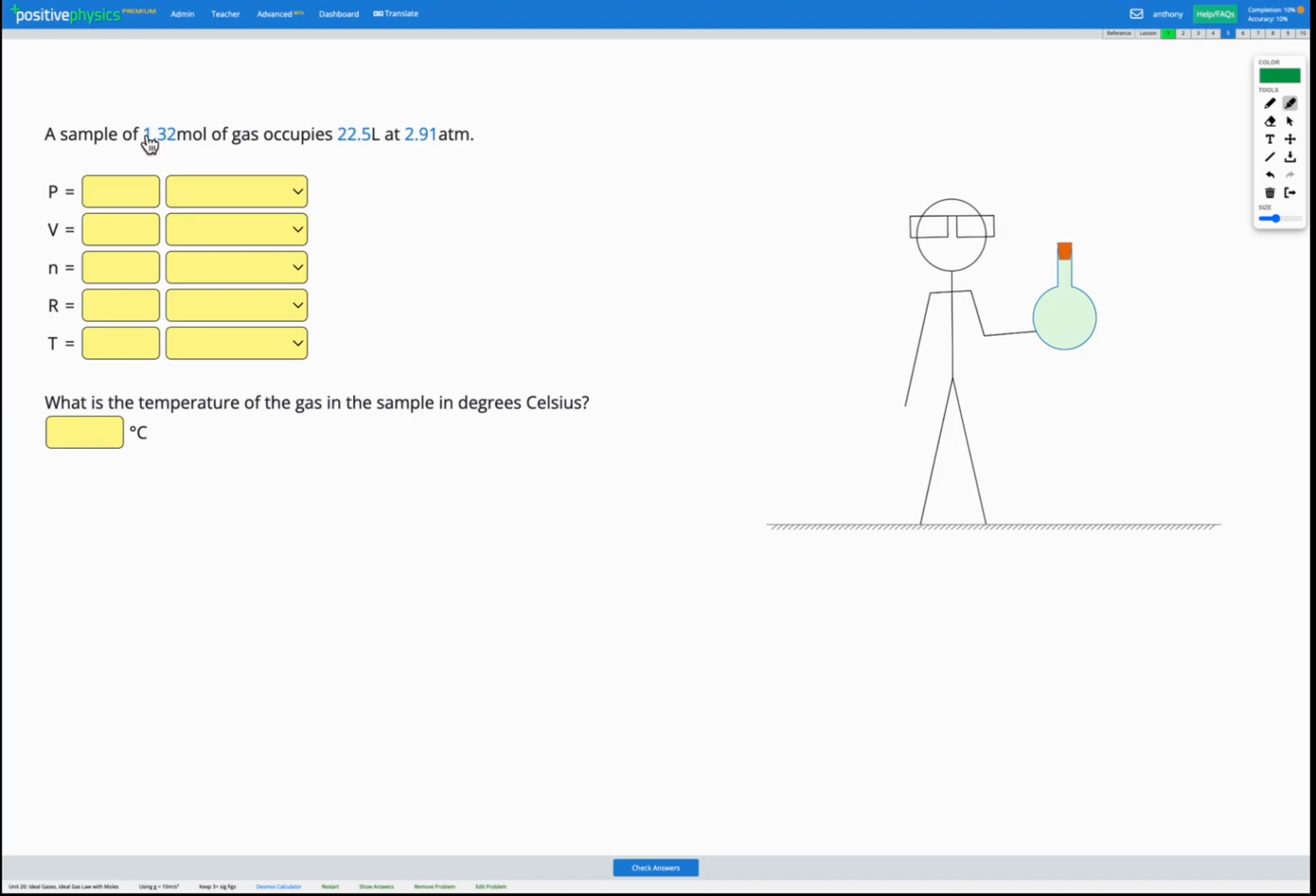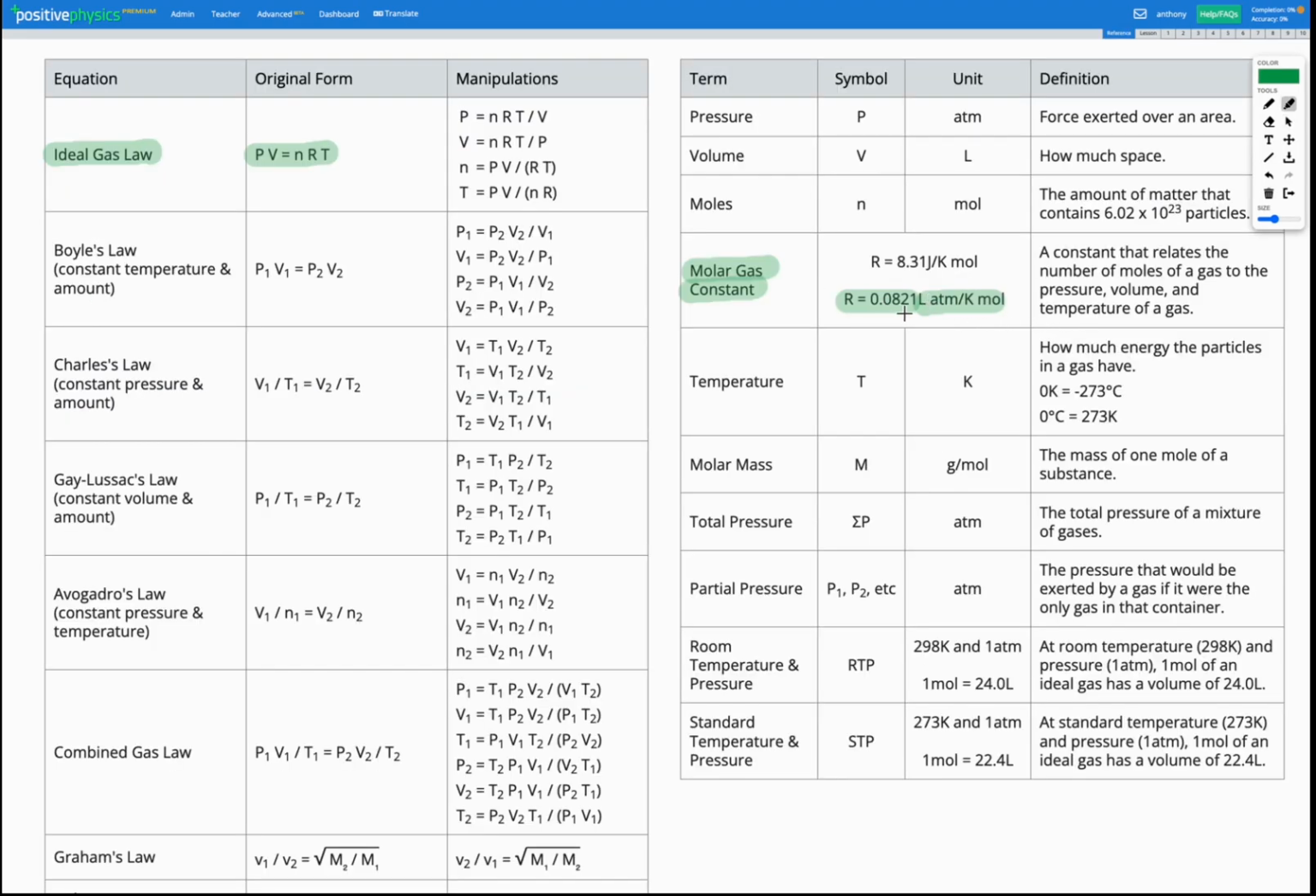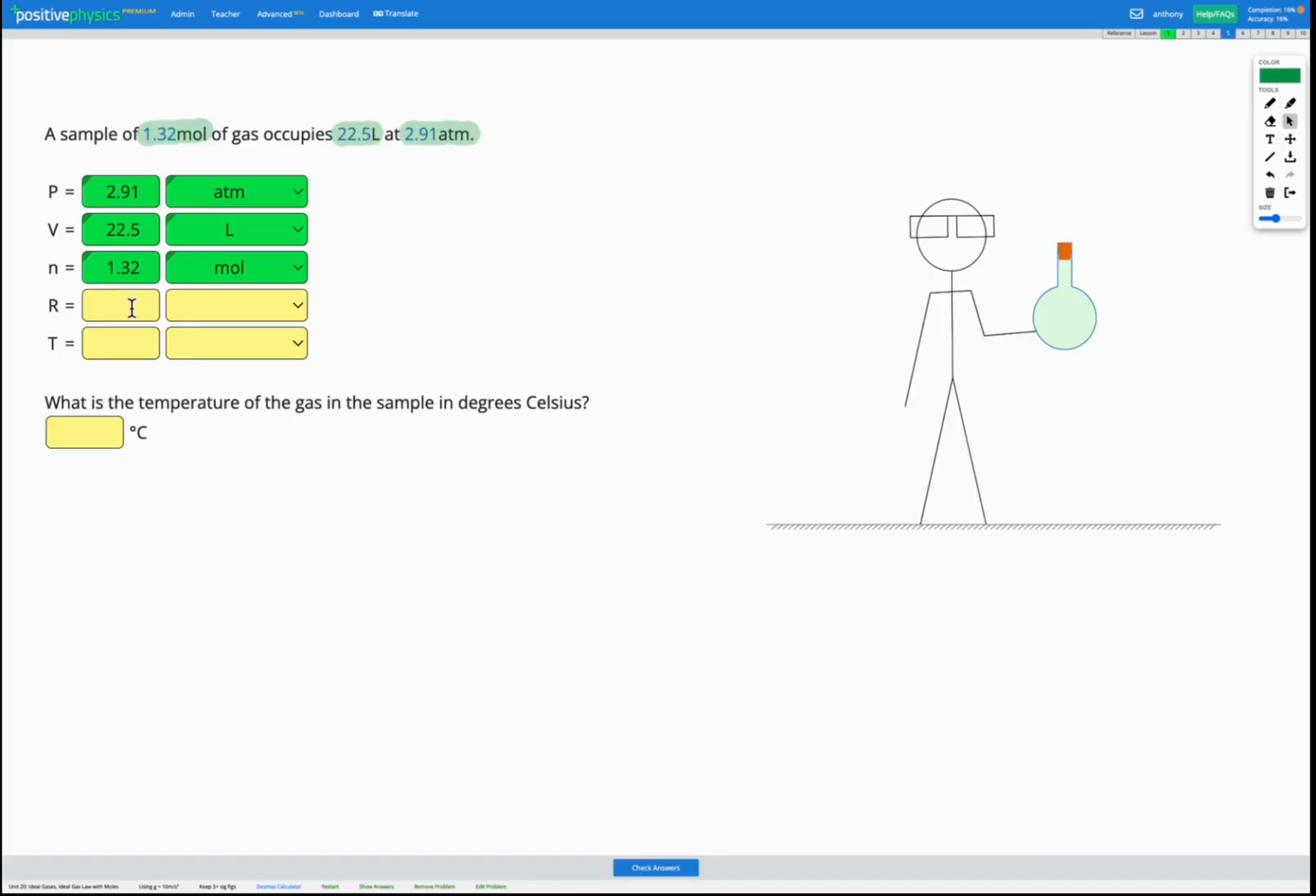In this question, we've got 1.32 moles of gas occupying 22.5 liters of volume at 2.91 ATM of pressure. So let's fill those into our work table. So the number of moles was 1.32. The volume is 22.5 liters, and the pressure is 2.91 ATM. Again, we need to fill in our R, which is our molar gas constant. So going back to our reference sheet, that was 0.0821 liters ATM per Kelvin mole. So we can fill that out now. Awesome. And we're left with our unknown, which is the temperature.